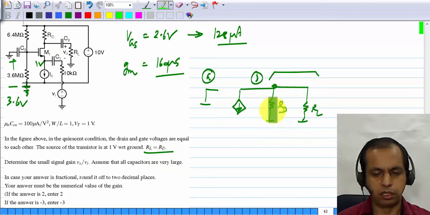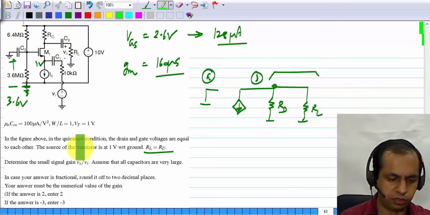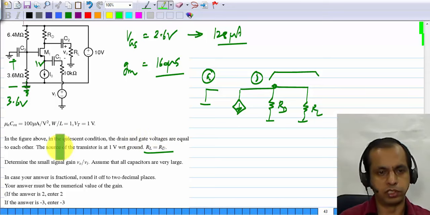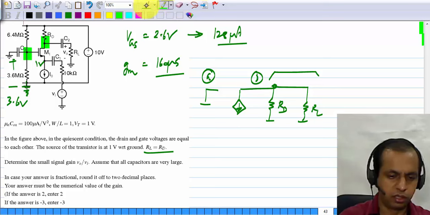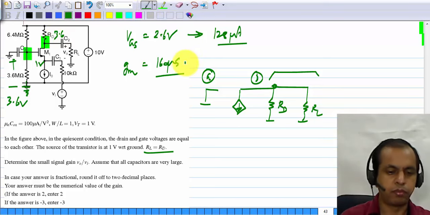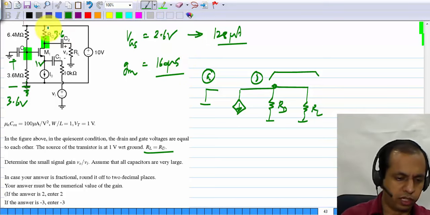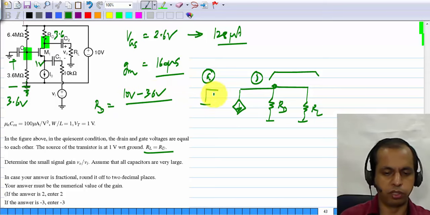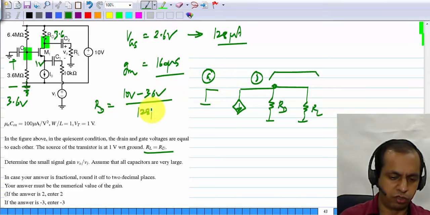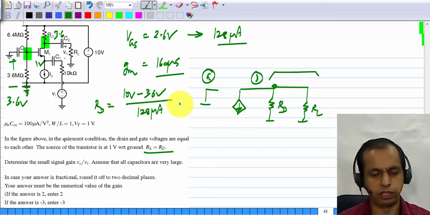But neither RD nor RL is given. So how do you find the values? For that you use the condition that drain and gate voltages are equal to each other. So the gate voltage is at 3.6 volts, the drain is also at 3.6. So what do we get? RD is basically 10 volts minus 3.6 volts, that's the drop across it, divided by 128 microamperes, whatever value you get out of this. And RL is also exactly the same.